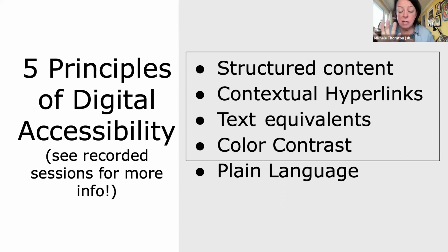So the 5 digital accessibility principles that we focus on are using structured content, providing contextual hyperlinks, using text equivalents for images, ensuring that we have proper color contrast and ratios, and then using plain language. The features that I'm going to really focus on, though, are the first 4.